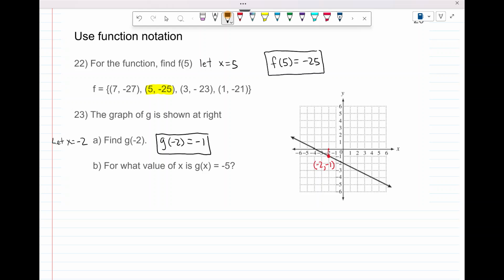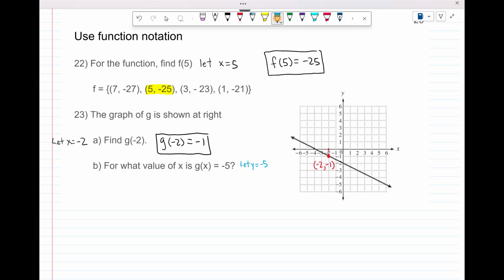For part B, we have a slightly different problem. Here we are trying to figure out for what input we have the output of negative 5. In other words, for what x value is the y value equal to negative 5. So here again, we're basically going to let y equal negative 5, and we're going to try to find the x value that goes with it.